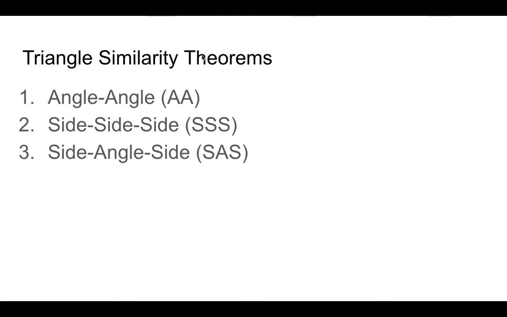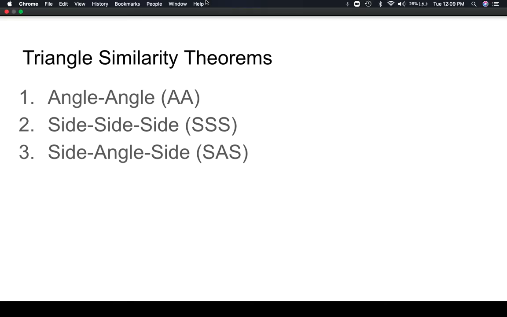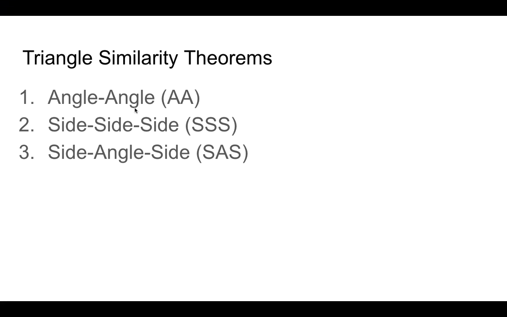So there are three different similarity theorems, and I've listed them on the screen, so I'd like for you to write them down. The first one is angle-angle, abbreviated AA. Second one is side-side-side, abbreviated with 3 S's for the 3 sides. And then the third one is side, angle, side.